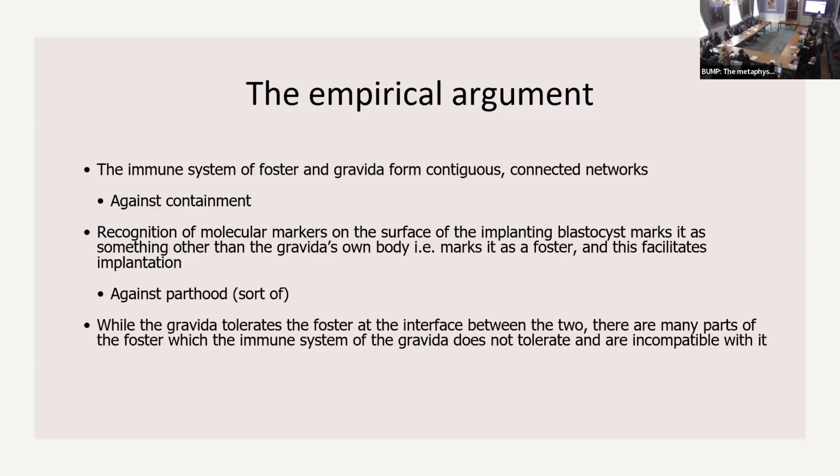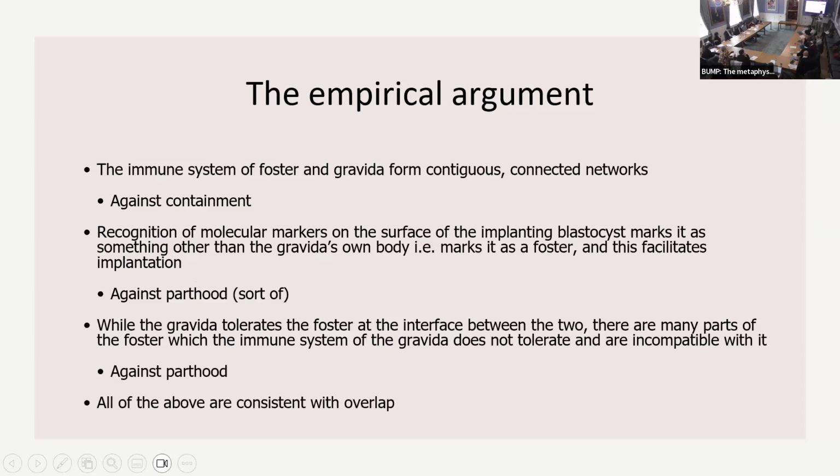But there's a stronger argument to be made, which is that after implantation, there is immune tolerance of some parts of the foster, but there are parts of the foster which are not tolerated by the gravida. A, because the gravida's immune system never gets there. So these are inaccessible to the immune system of the gravida. And also they are incompatible. So if the gravida's immune system did notice these parts of the foster, it would destroy them. And there is empirical research to support both of those claims. So we will go through them one by one.